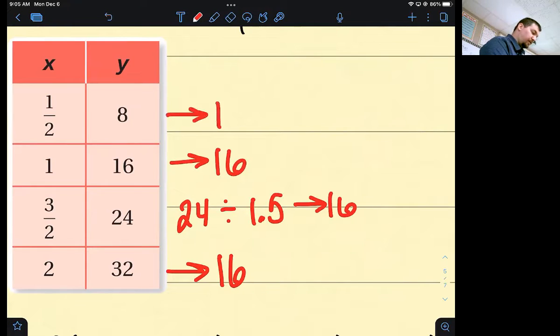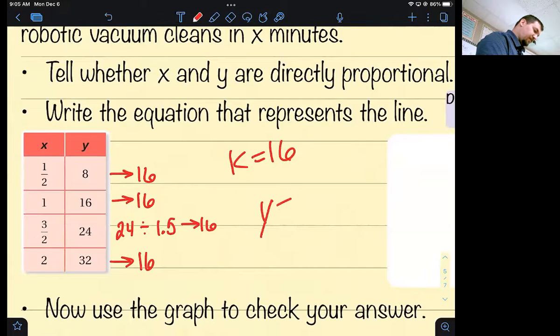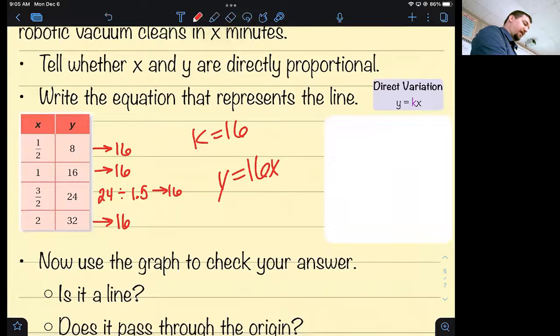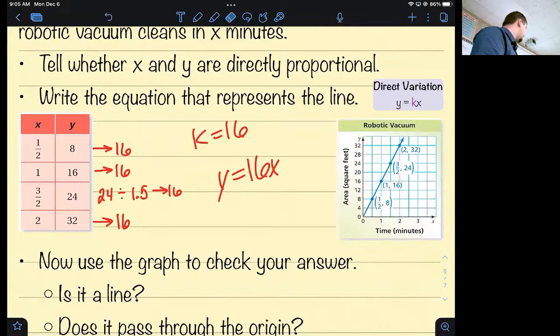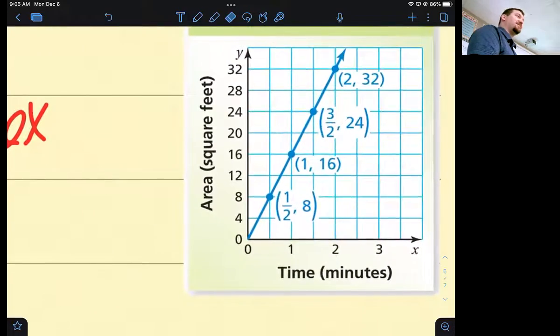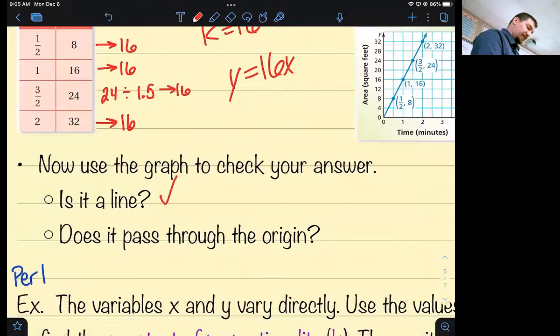So what's our K value? 16. What's our direct variation equation? Y equals 16x. And I am going to erase this and present to you the graph of this. Does it go through the origin? It does. Yep. So it's a line, goes to the origin. So we unfortunately finished at the same spot period 1 did.